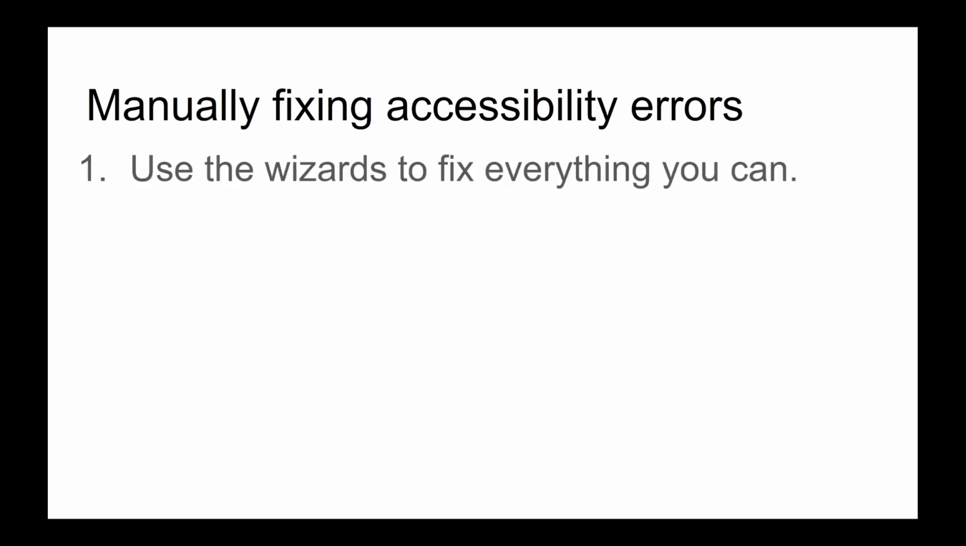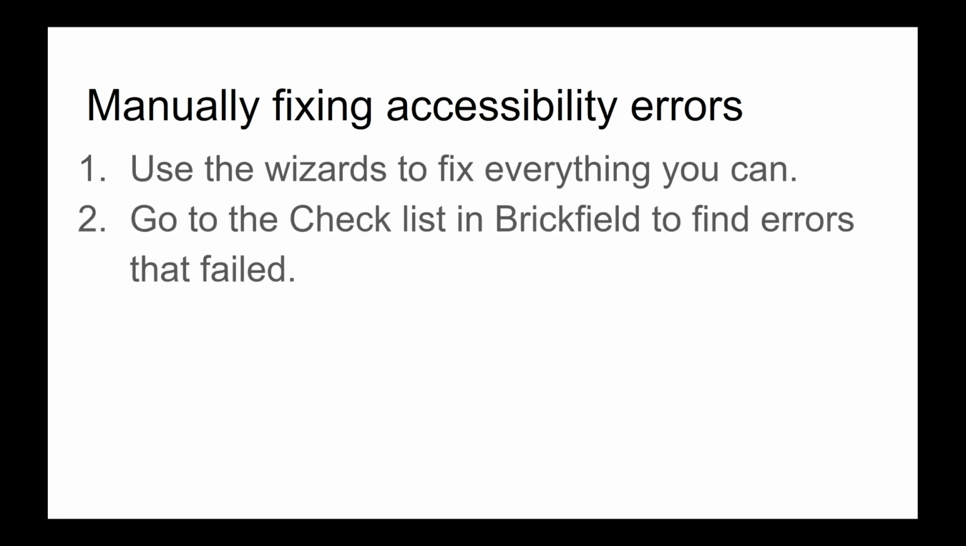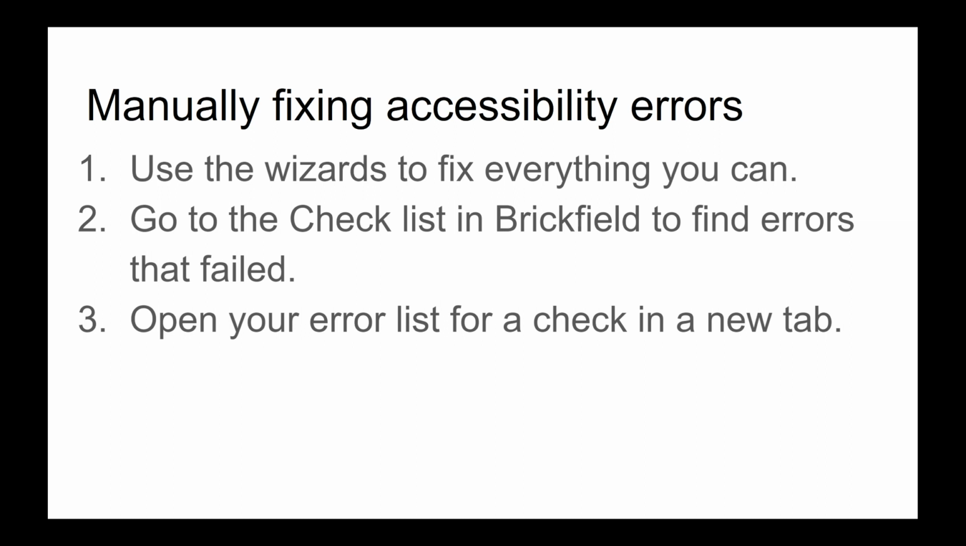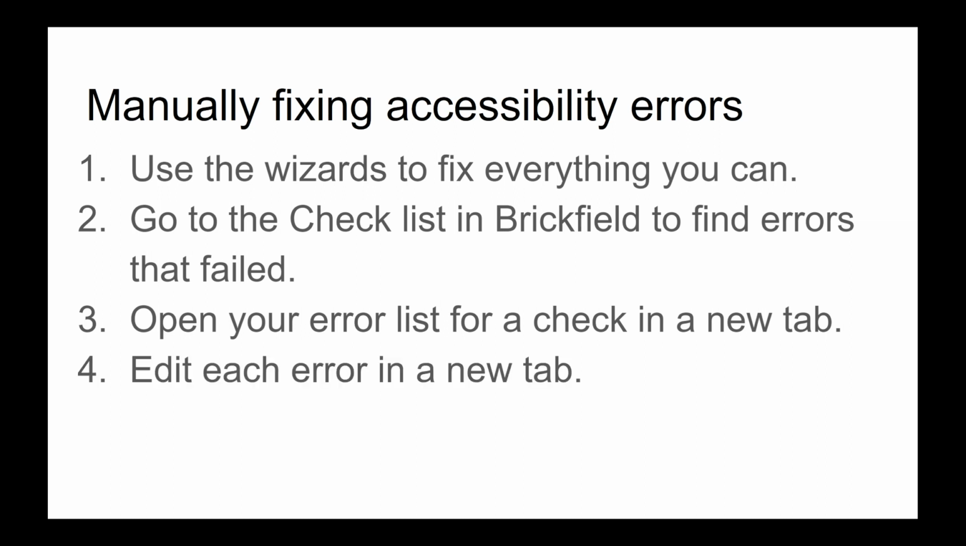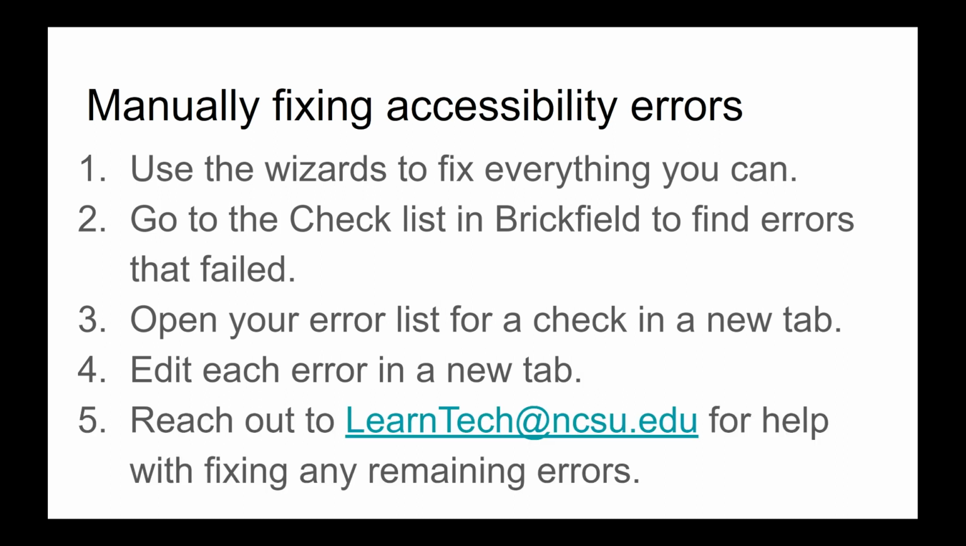In summary, after you have used the wizards to fix the problems you can then manually fix other errors. Go to the checklist to see the checks that failed. Opening new tabs to show your error list and also to edit the resource or activity with the error can help you keep your place. Once you've fixed all the errors that you know how to fix, reach out to LearnTech at ncsu.edu for help with fixing the others.